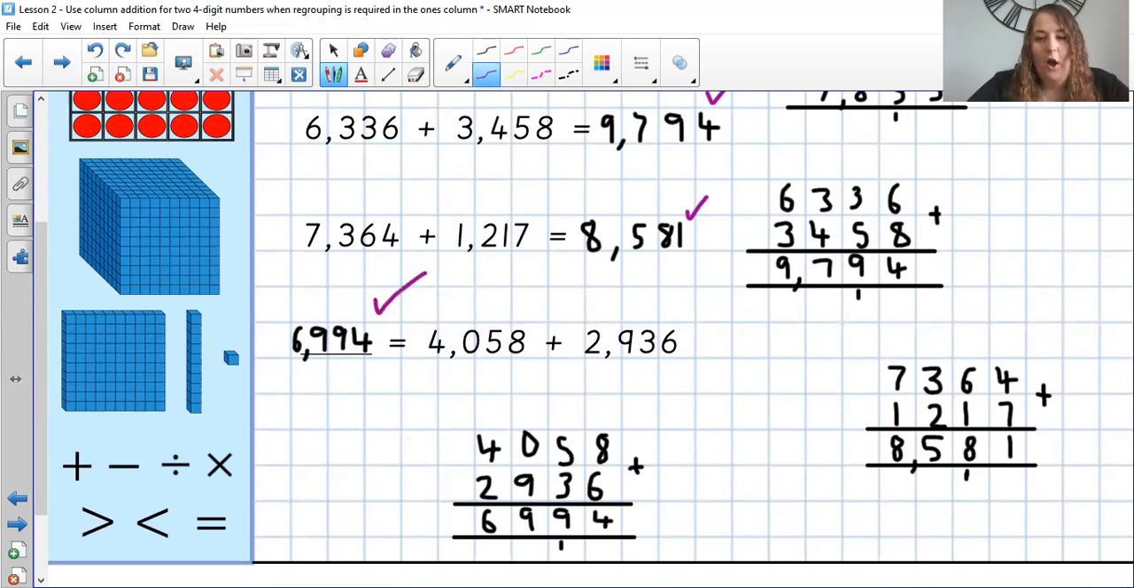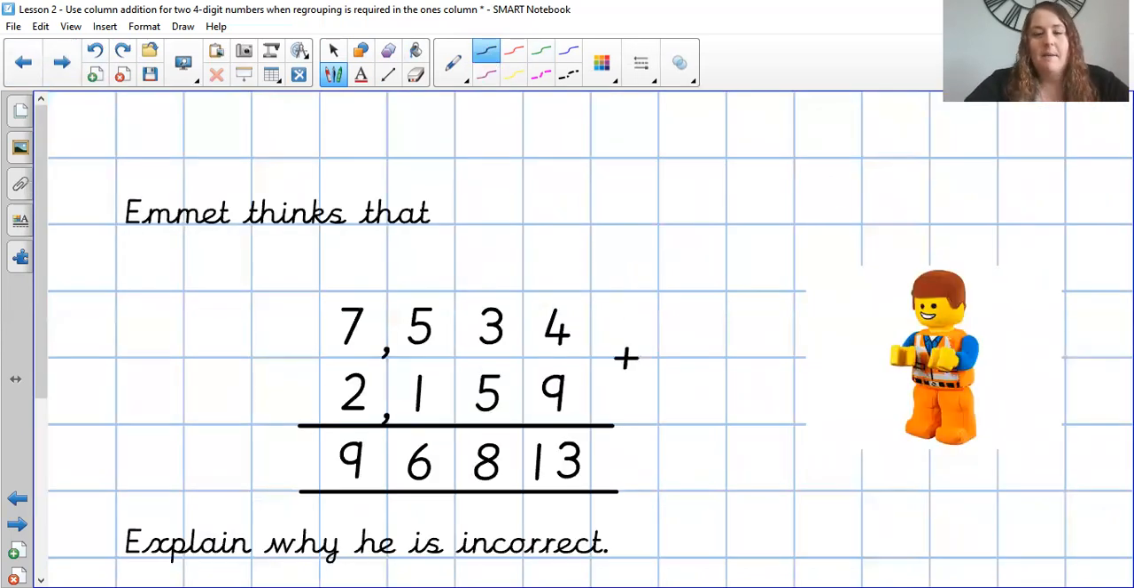Brilliant. Okay, hopefully that's made sense to you today, and we are just always regrouping in that ones column. Okay, our Emmett problem today then. Emmett thinks that this calculation is correct. Why is he incorrect? So already just by looking at it without me even reading the question, what can you see? What has he done? And hopefully you've spotted that he has put his answer 13 in his ones column.